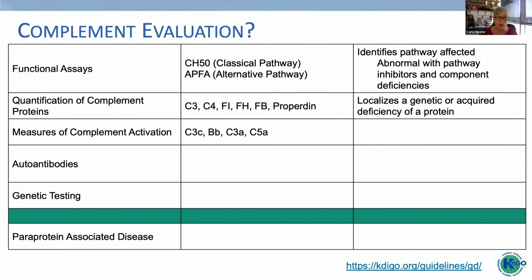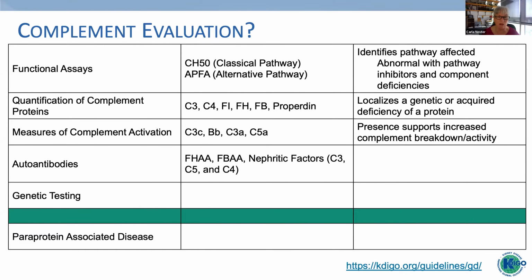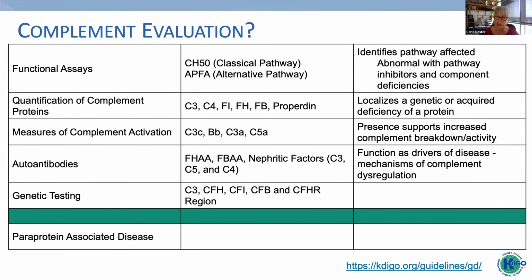There are also measures of complement activation. These are some of my favorite, because if these are in excess of normal, they are clear indicators to you that complement breakdown is happening. So the system is not normally being regulated or functioning. And then, of course, you've been introduced to the antibodies. They tend to be drivers of disease, not necessarily representation of the disease itself, but drivers of the disease. And then you've also been introduced to the concept of the genetic drivers of disease.